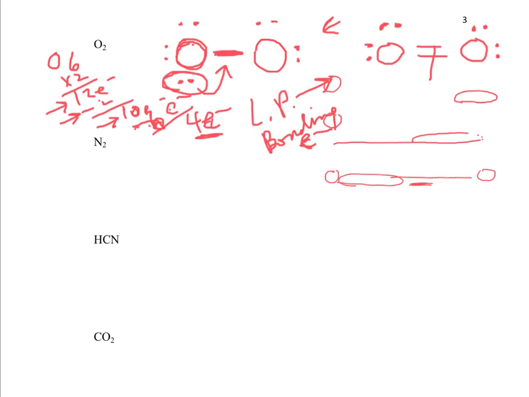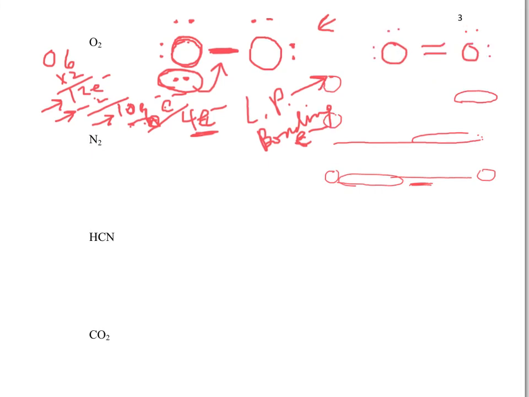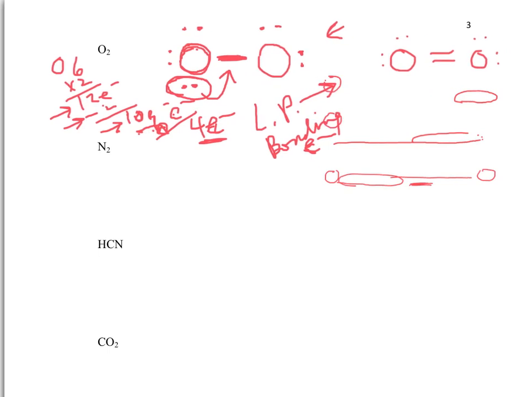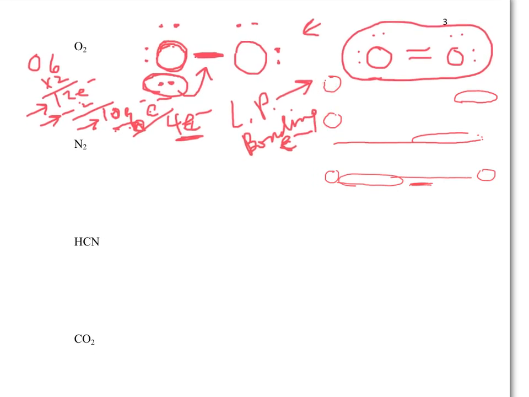Okay, just redrew it. Now I've got this as my Lewis structure of my oxygen, where I've got a total of 4 electrons being shared. All right, well then that's called a double bond, or a double covalent bond, because now it's sharing 4 electrons instead of just 2.